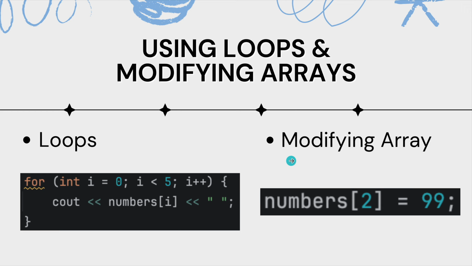We can also modify array elements using their index. For example, numbers[2] = 99. This changes the third element of the array. Arrays are mutable, meaning you can change individual elements even though the array's size itself is fixed.